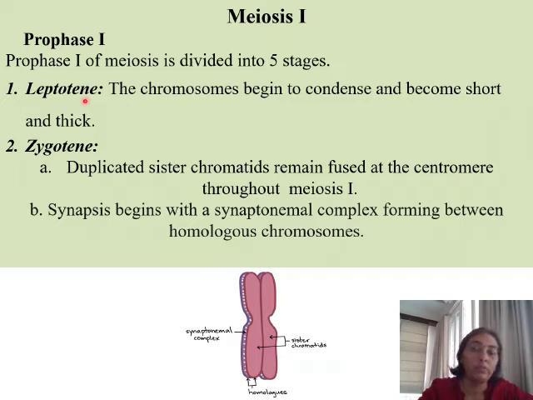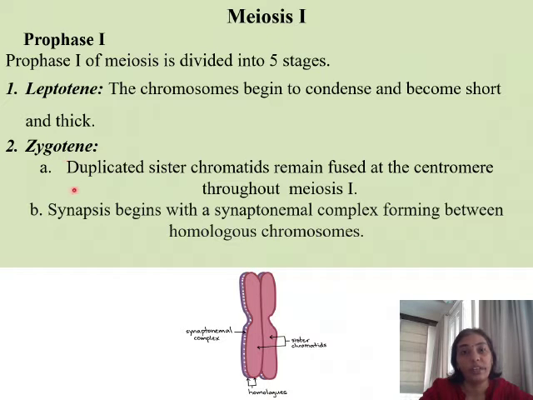What happens during leptotene stage? The chromosomes begin to condense and become short and thick. So here the condensation of the chromosomes has started. We know that initially the genetic material is highly dense and it comprises only of thin thread-like chromosomes. But slowly they begin to condense, that is they become short and thick. So this is what we observe in the very first stage of prophase 1, that is leptotene. The second stage is called zygotene.